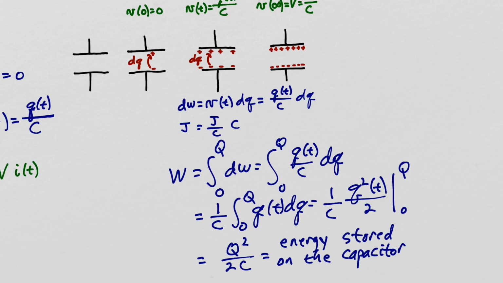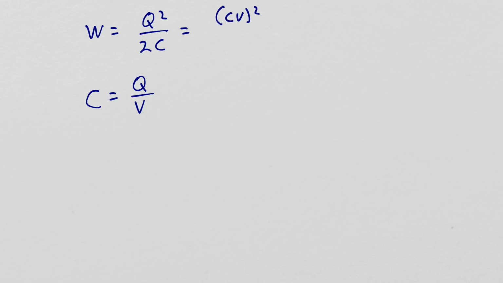The energy is Q squared over 2C, but we know that the capacitance is the charge over the voltage. So we can substitute for Q, C times V. And so we get the energy stored on the capacitor is also 1/2 times the capacitance times the voltage squared. Now we're going to look at the energy density in an electric field.